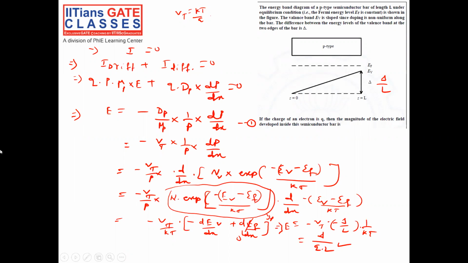You see how I have done it? Since the current is 0, from there I get the electric field. Then I differentiated the expression. The derivative of the exponential is again the exponential times the derivative of the inside term; the kT comes outside. Then dEv by dx is nothing but delta by L, and dEf by dx is 0 because it is constant. So if I put all these things, I got the answer delta by qL. This is a little tricky question. Now go to the next question.